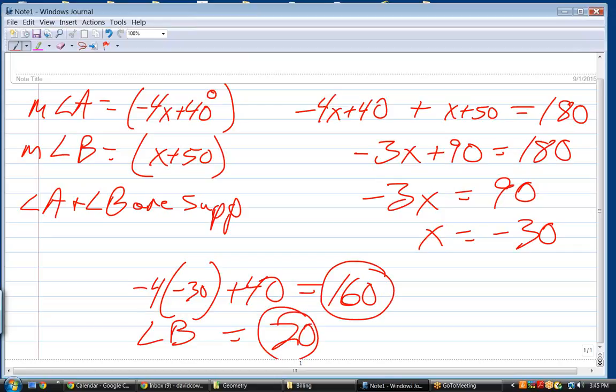You can't have negative angles. In other words, if this x gave us a result that gave me a negative angle, then there would be a problem. But x itself can be negative. It's just the angles cannot. Okay. At least not until you get to trig.